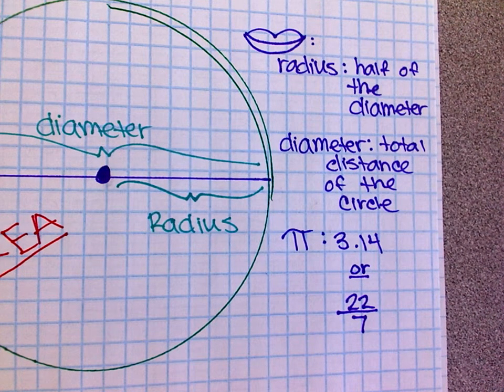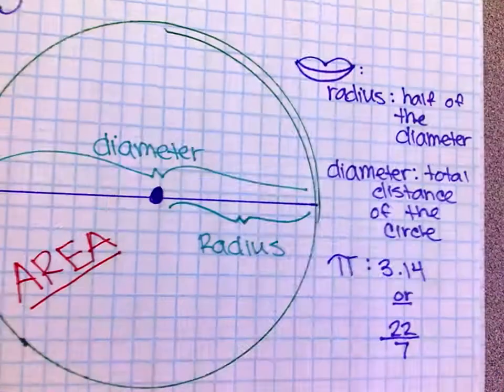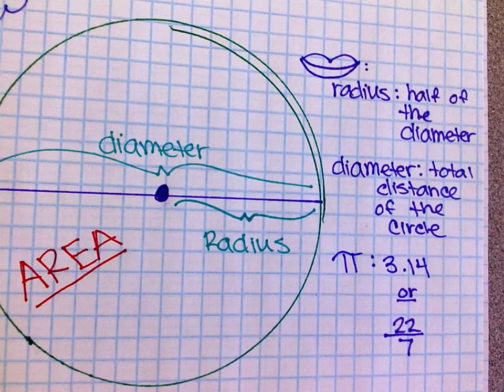So think diameter or radius. Do it with me. Diameter, radius. So the radius is what? Half. Diameter is the full distance. You guys are so smart. Put your pencil up if you're ready for me to turn this over, because we're ready to go.